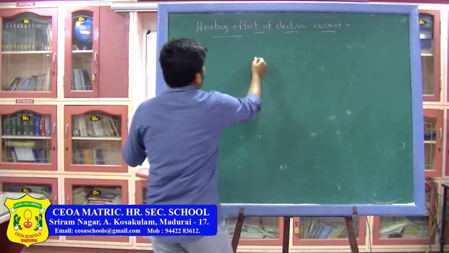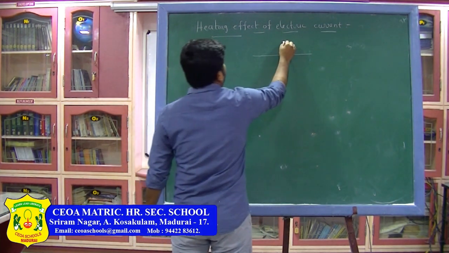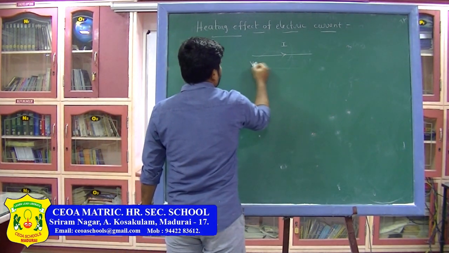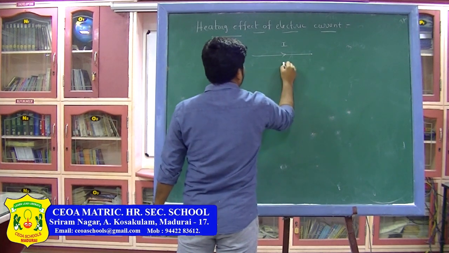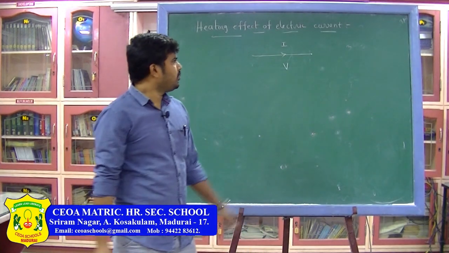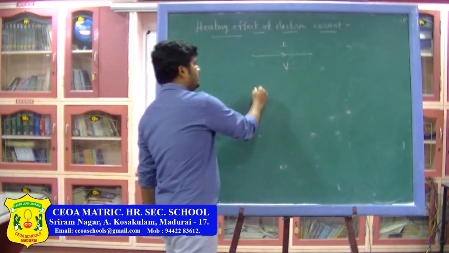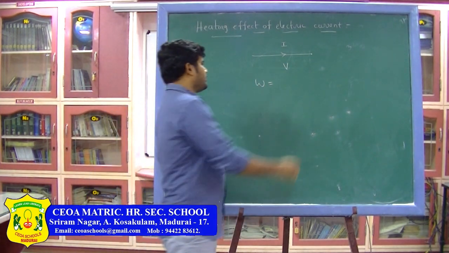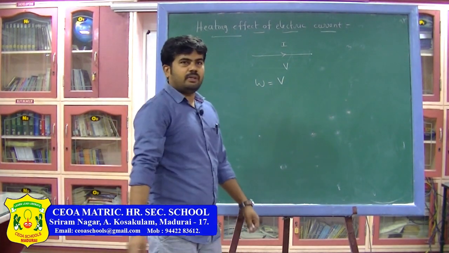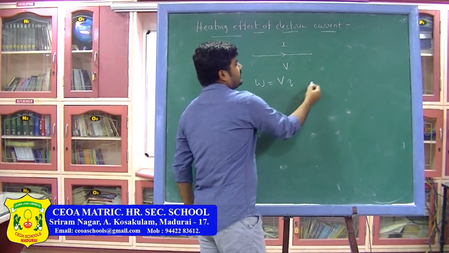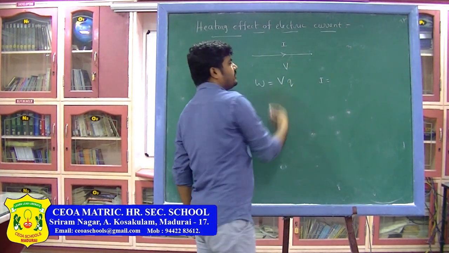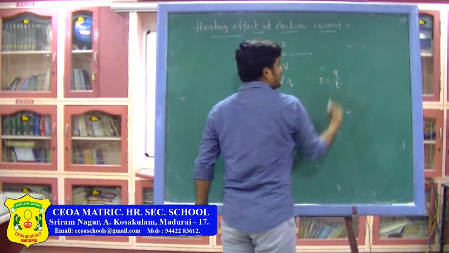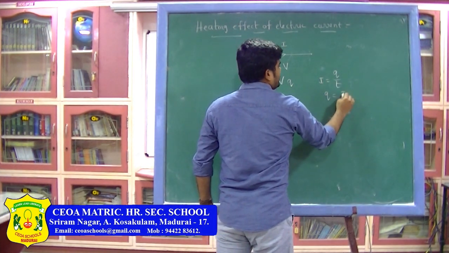That means this is the conductor carrying a current I for certain time t. Now, if V is a potential difference across the ends of the conductor, then the work done by the applied potential difference, we know work done by electric field on a charge q is W is equal to potential difference V into charge q. Now, current is I in the circuit, we know that current is equal to charge divided by time taken, it is total charge by total time taken. Now, q can be written as q is equal to I into t.